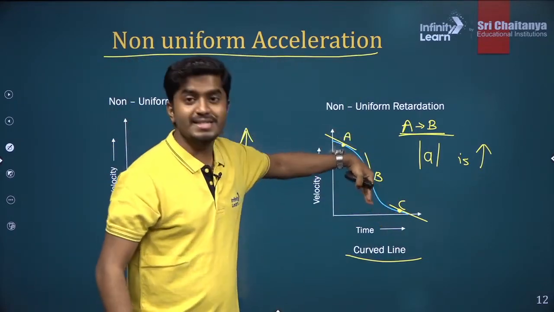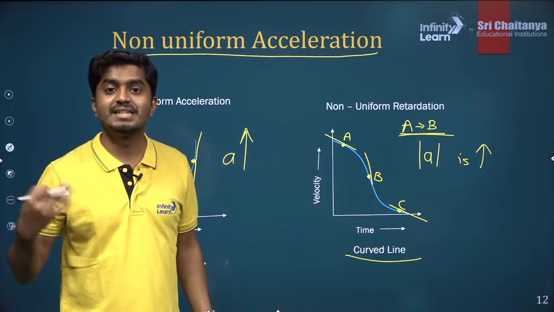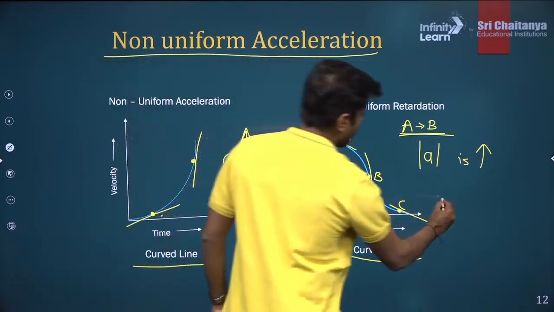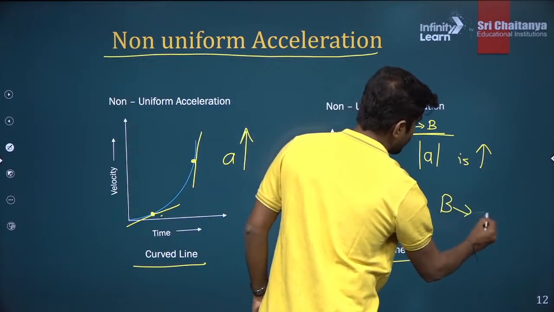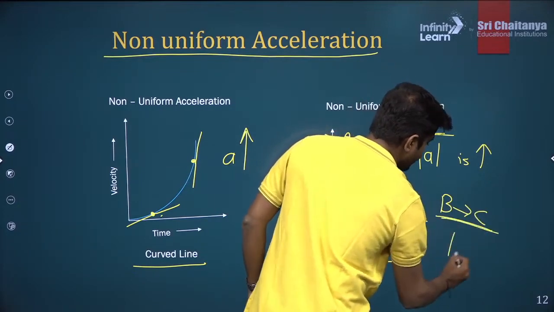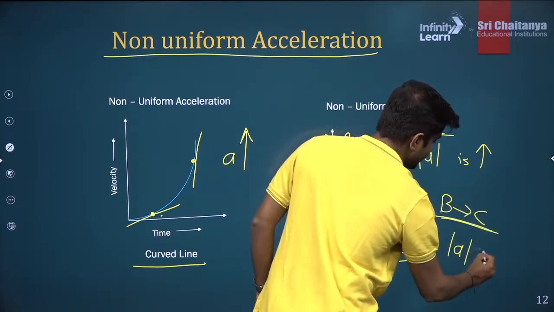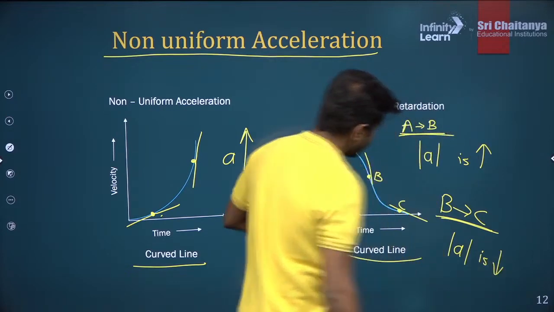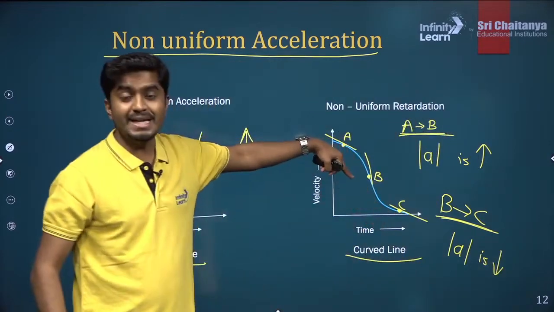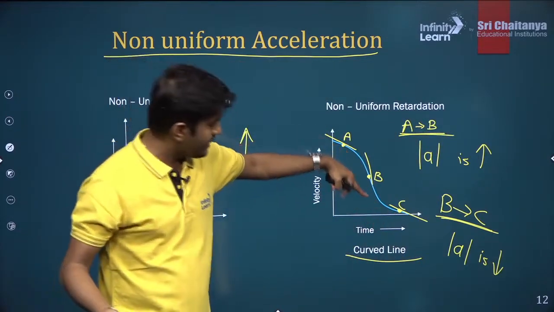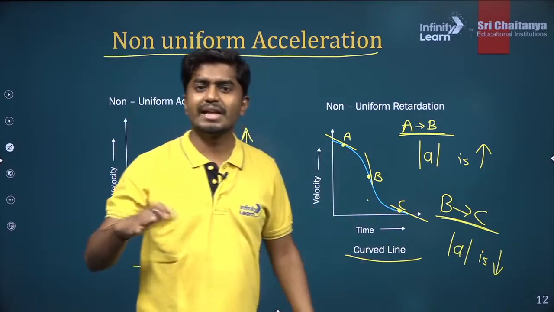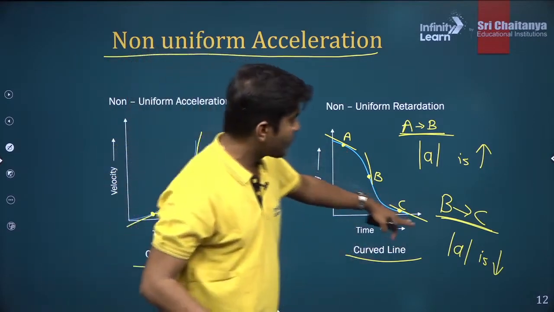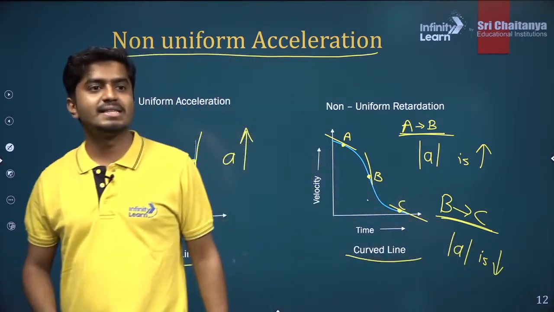And from B to C, what is happening? The steepness of this tangent is decreasing. The magnitude of the acceleration is decreasing in this graph. At B, the tangent is steeper. At C, it is becoming flat. So the magnitude of acceleration is decreasing.